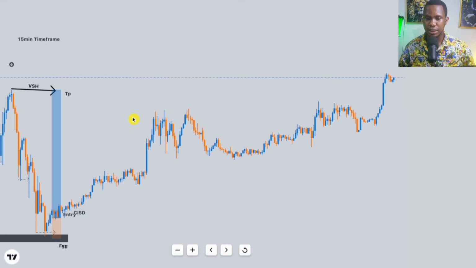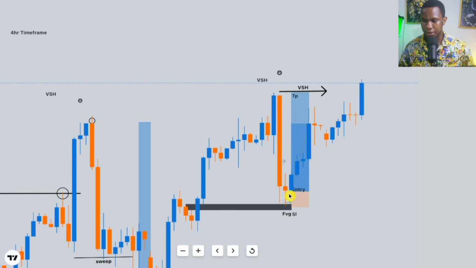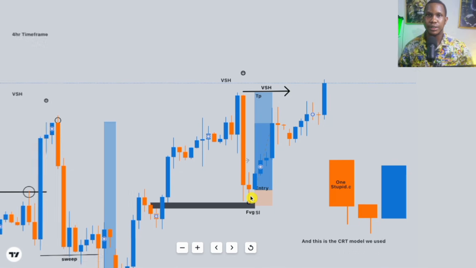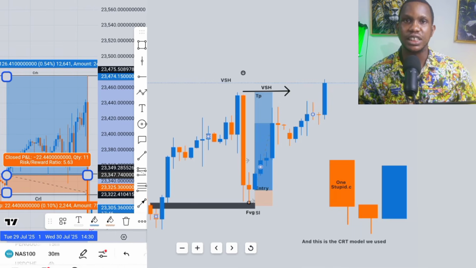Okay, and our TP is smashed, guys, giving us a 1:6 risk to reward ratio, guys. And from the 4-hour time frame, this is what we had. Our CRT model, this is our one stupid candle here, and we swept it. This is our sweep, and we pushed to the upside, guys. So guys, in episode 2 of this, I will talk about the 15-minute entries in depth. And the trade we took at the beginning of this video ran to a 1:6 take profit level.